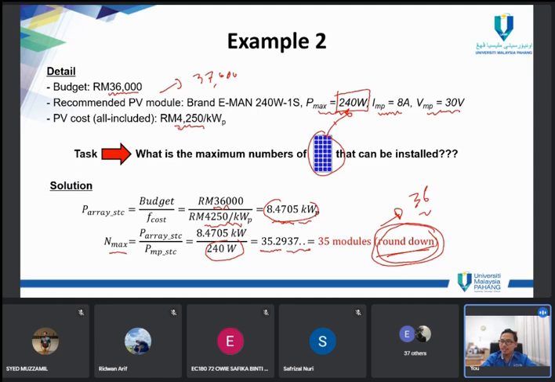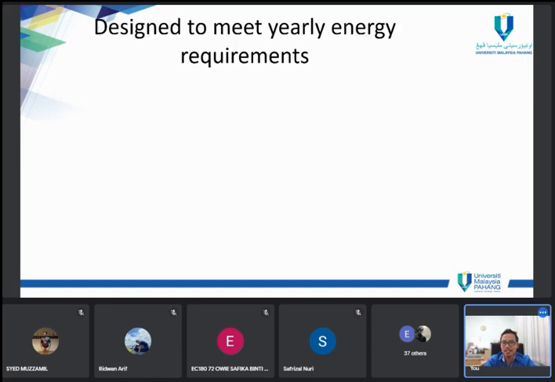Okay. If no question, then we proceed to the next criteria. What is the next criteria? Designed to meet yearly energy requirements. For the case of meeting yearly energy requirement, we also call that the annual yield. Annual yield.